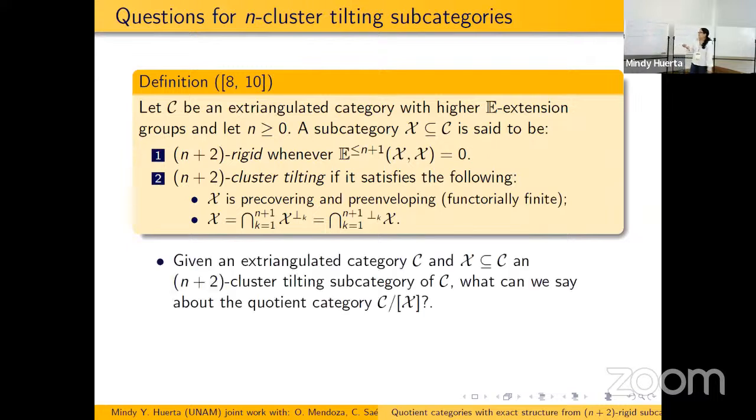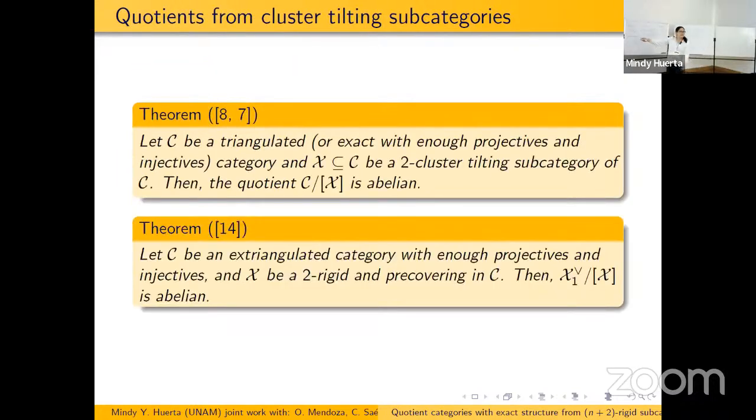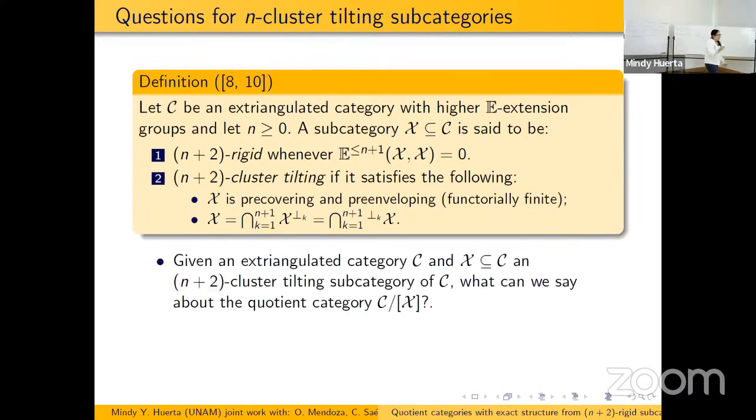And from that, a question arises. For example, whether it is possible to say something about that quotient when you take n plus 2 closed Dalton subcategories, in the case n equals 0, where we have these two results. So the question is, what happens if you take n more than 1?